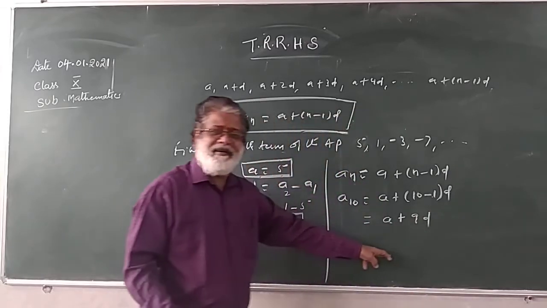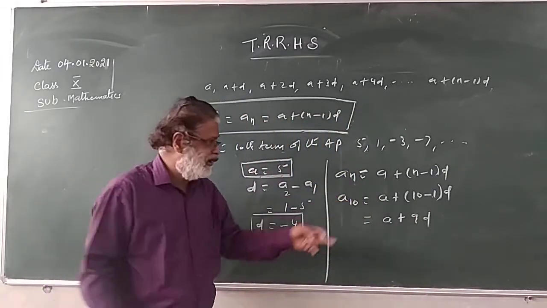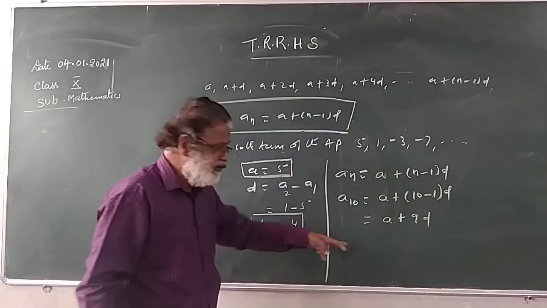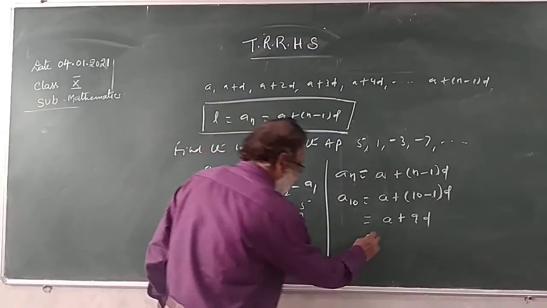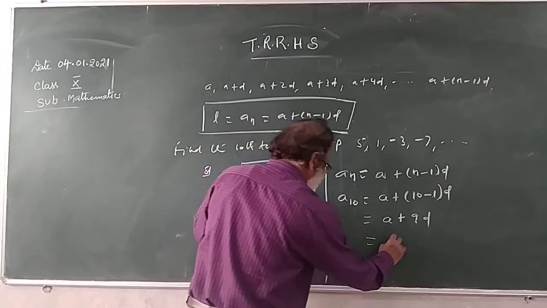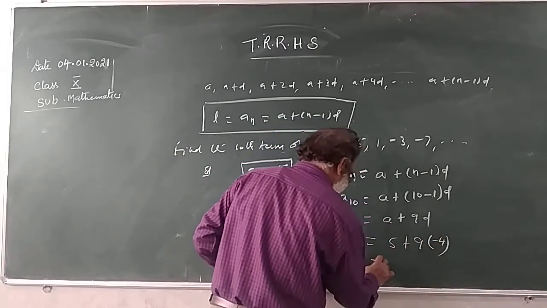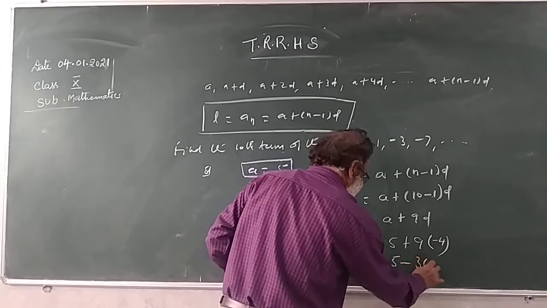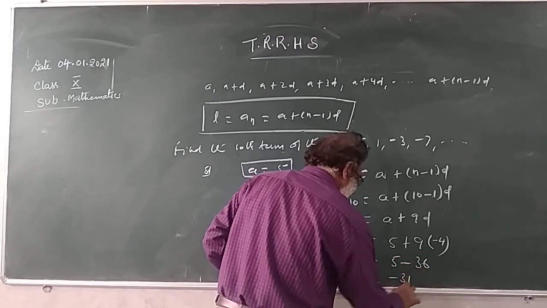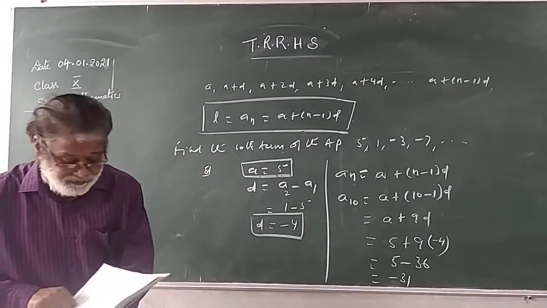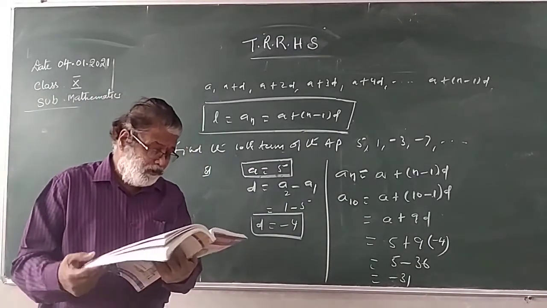So the 10th term you can write directly, without applying the formula also. An is equal to A plus n minus 1 D. The 10th term means A plus 9D. So now put the values. A value is 5. 9D value is 9 into minus 4, which is minus 36. So 5 minus 36 is minus 31. The 10th term is minus 31. Okay, I hope you clearly understood, children.